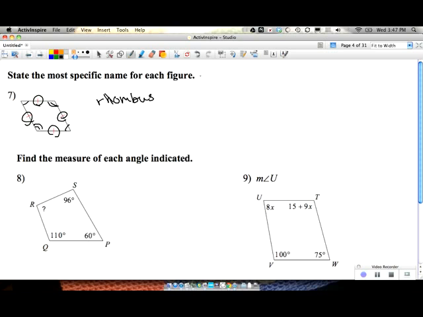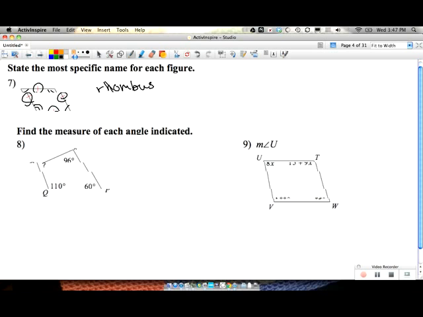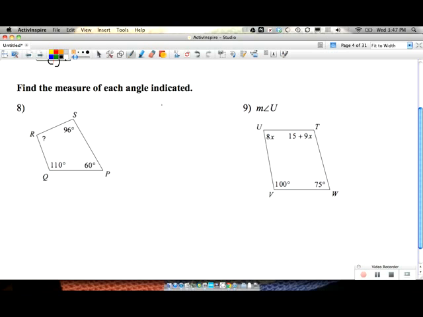Alright, let's look at the measure of each angle indicated. Well, they're each quadrilaterals. Something to think about is that a quadrilateral's interior angles are going to add up to 360 degrees. How do I know that? Because if I draw any quadrilateral, I can split it up into 2 triangles, each of which would be 180 degrees. So we double that, we'd get 360. Well, let's look at this one. That means I have this corner piece, we'll call it x. x plus 96 plus 60 plus 110, all 4 of those, is going to add up to 360.